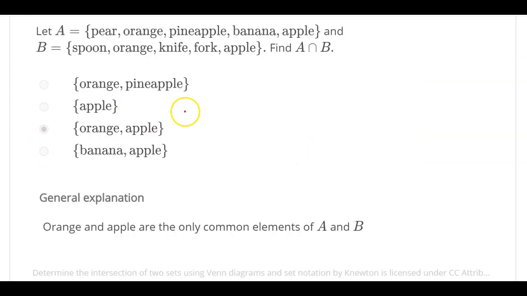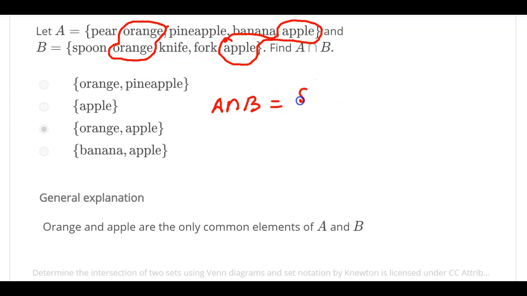All right, let's start with this problem. Let A be pear, orange, pineapple, banana, apple, and B be spoon, orange, knife, fork, apple. They're asking me to find A intersection B. So I'm trying to find something that is common. When I look at it, I have an orange common in both of them, and I have an apple common in both of them. So my A intersection B is simply orange and apple. It's as simple as that.